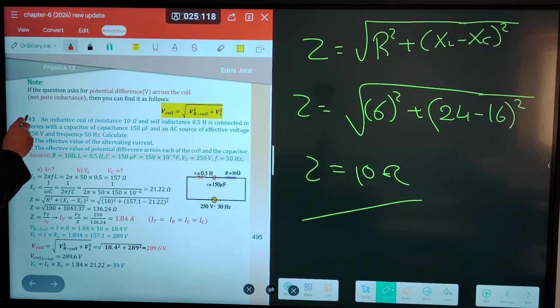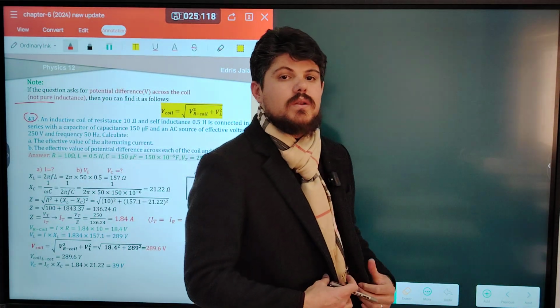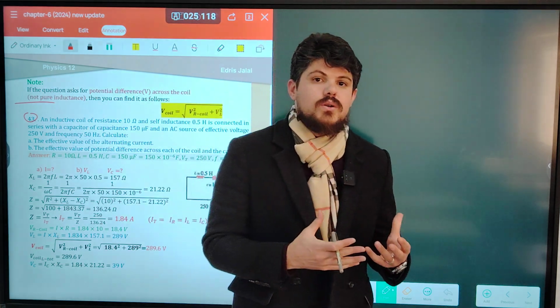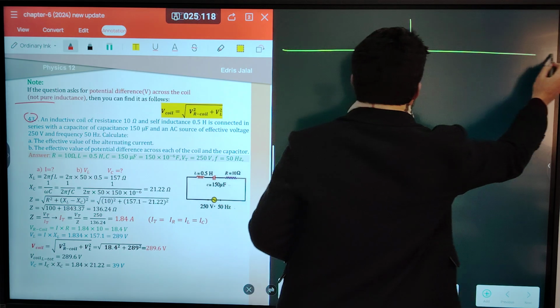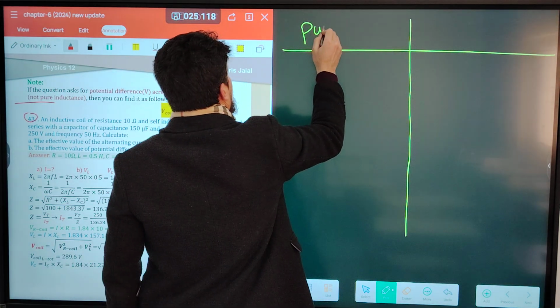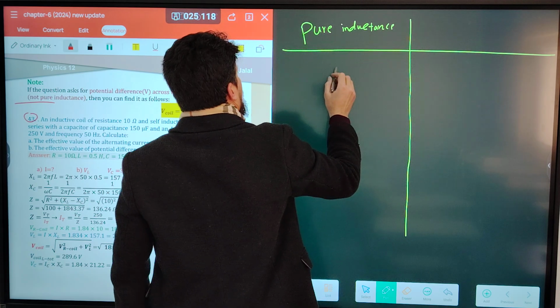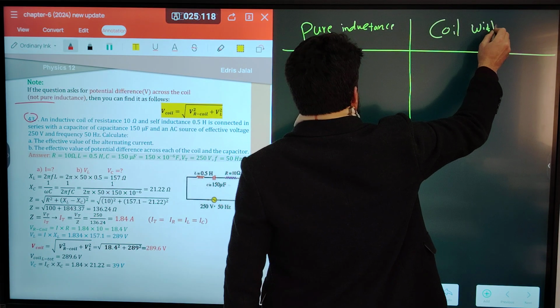Guys, look at question 43. But before solving this question, we have a note. Look at the note. If the question asks for potential difference across the coil, not pure inductance, we have to find potential difference across the coil. Guys, we have 2 different types of the coil. Pure coil, not pure coil. Okay? We have pure inductance and coil with resistance.